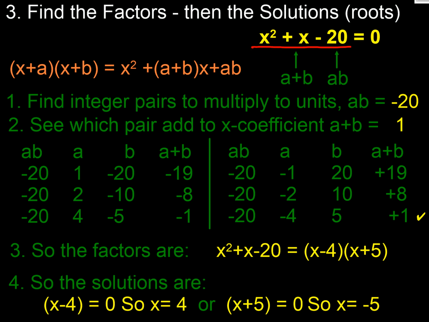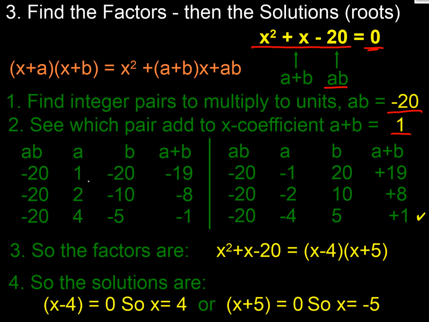So let's have a look at this up here. x squared plus x minus 20 is going to be equal to 0. So a times b, the two numbers multiplied together, is minus 20, and the two numbers added together is plus 1. So again, let's start making up pairs that come out to minus 20.